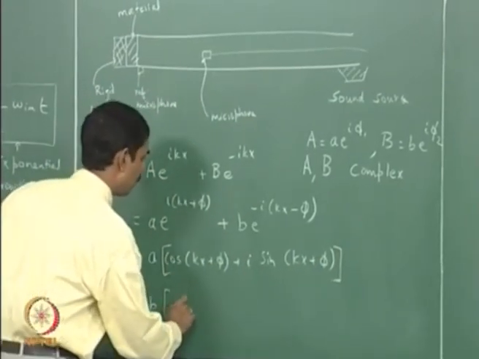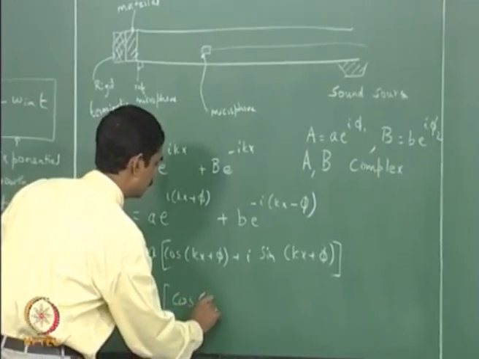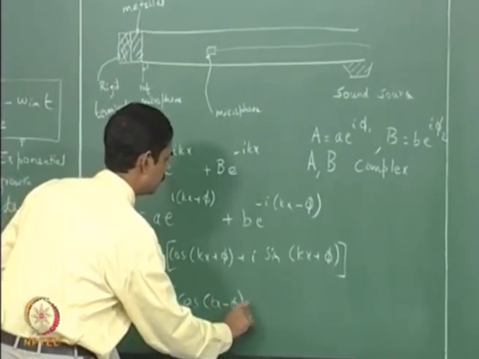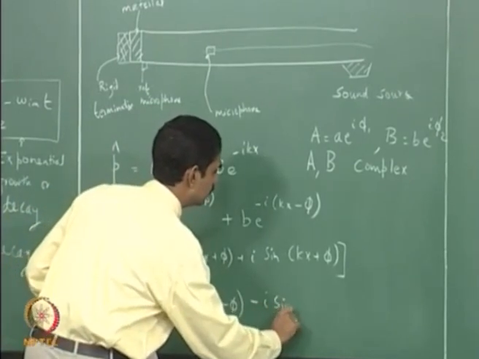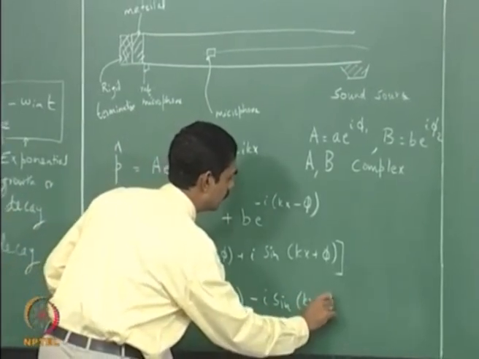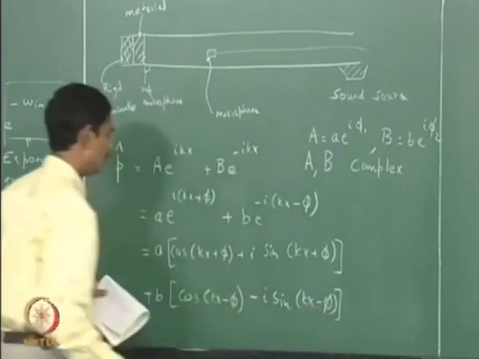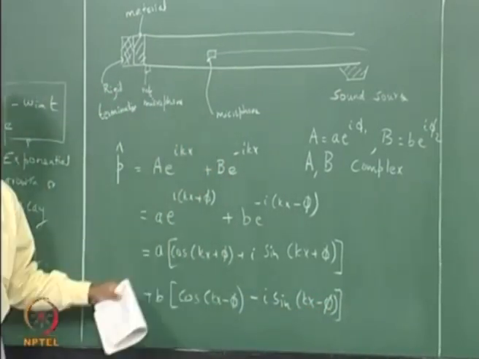Plus B into cos(kx minus phi) minus i sin(kx minus phi). So now what we can do is we can collect the real part together.